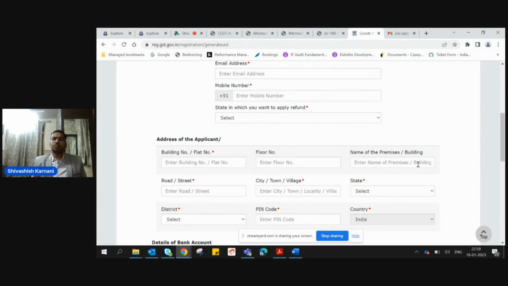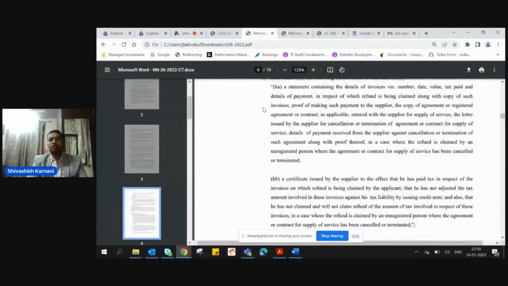While filing that application for refund, we have to ensure that we are filing this statement which we had discussed, and we are also filing a certificate which is issued by the supplier, builder, insurance company, as the case may be. All these documents are required to be uploaded with our refund application.